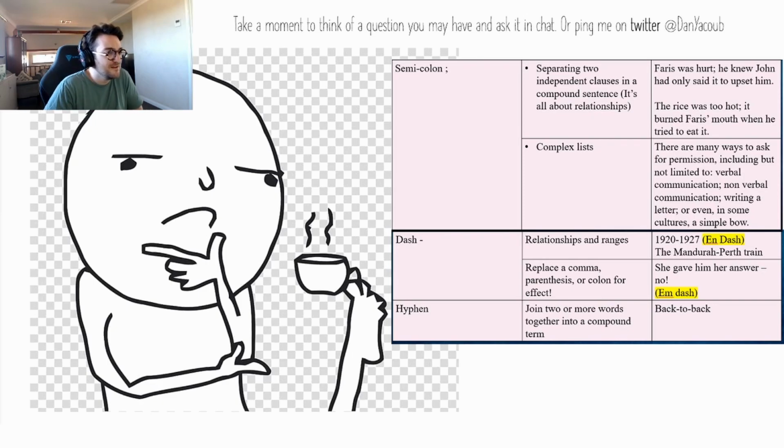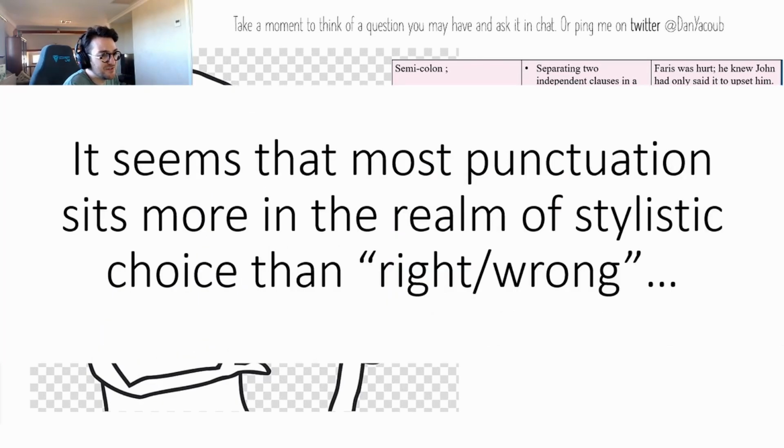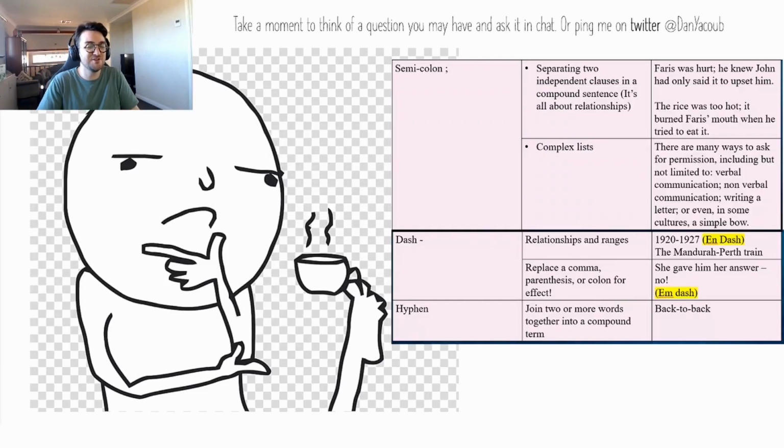Not really a question, more of a comment. I feel that most of the punctuation here sits in the realm of stylistic choice rather than right or wrong. You're absolutely correct, but there are wrong ways to use each of these, right? So basically, if you sit outside of the rules of a semicolon, you will get pinged for it. If you're submitting an assignment, for example, or you're writing copy for a website or whatever it may be, and you're using a semicolon where you should be using a comma, because there are specific rules, right?